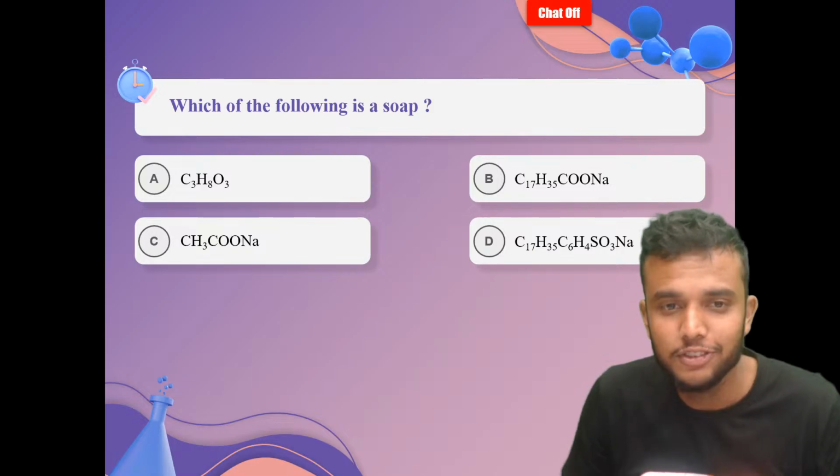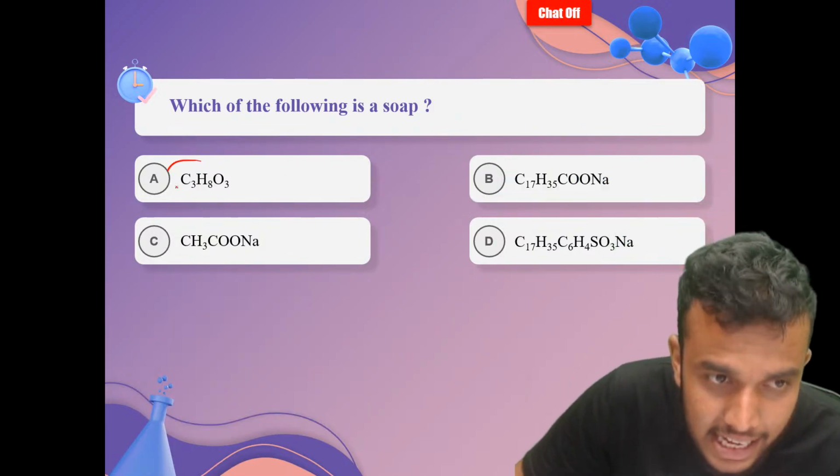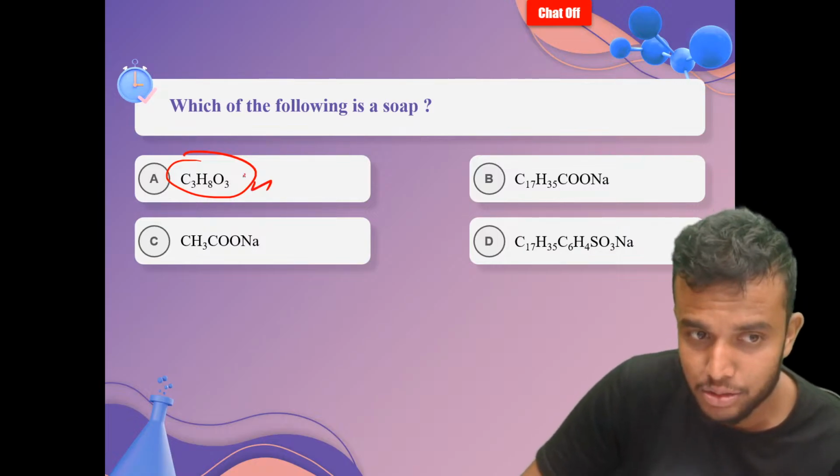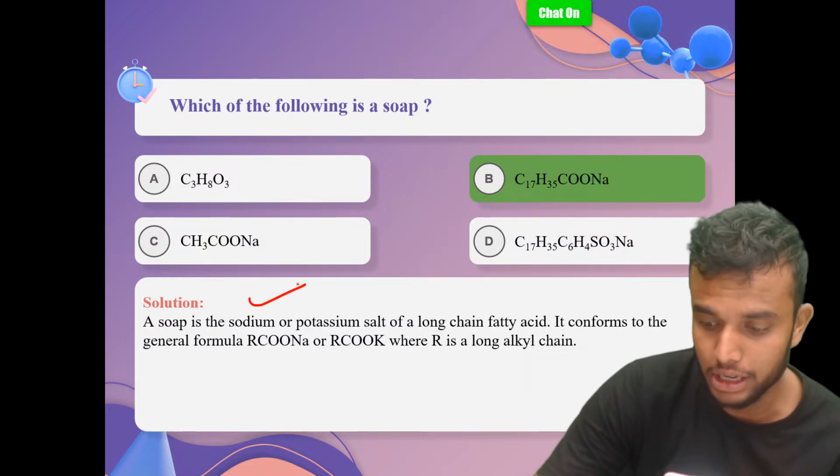The first question is, which of the following is a soap? C3H8O3. What is this one? It's not a soap molecule. The answer is this one, option C. Soap is a sodium or potassium salt.